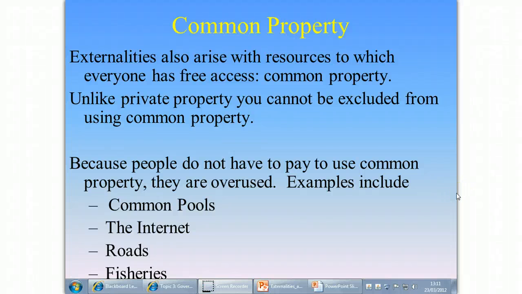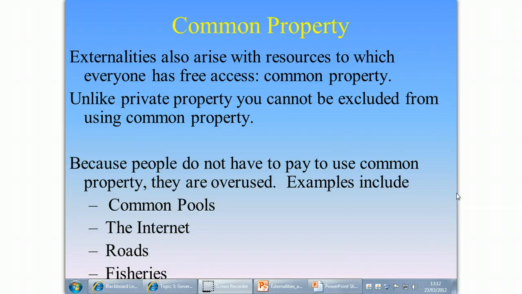The topic we're going to consider is that of common property. Again, a situation where there can be a market failure. So the last couple of classes we've been looking at market failures from the perspective of externalities. However, externalities can also arise with resources to which everyone has free access. So what we would consider common or open property.